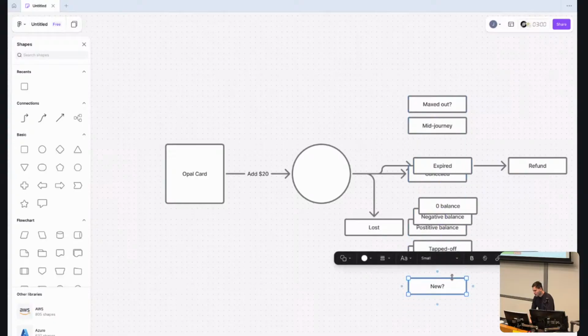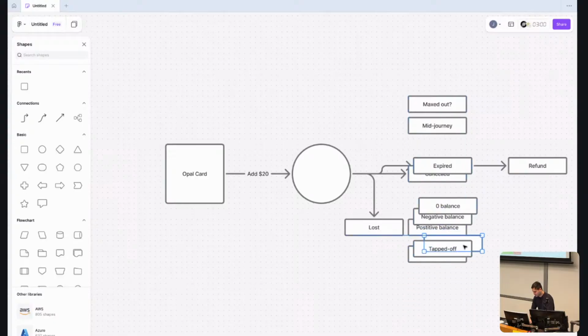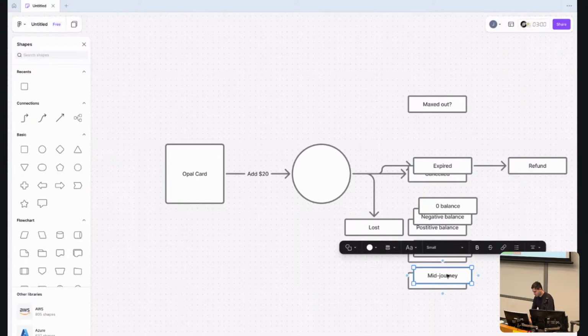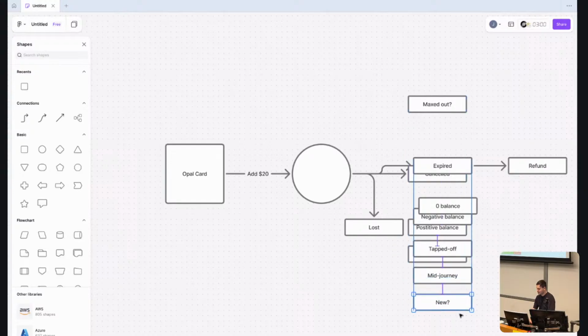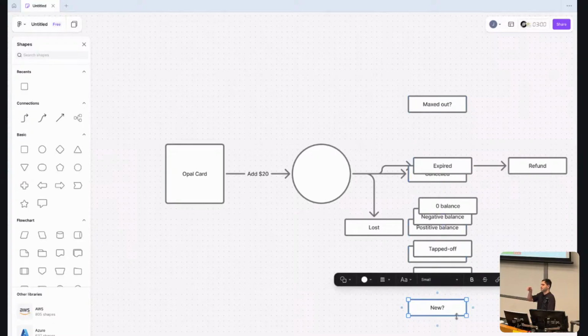If it's new, I probably also won't make a difference. Yeah, I'm not actually sure about that. So maybe new actually would require some extra steps for the user to complete, like the ownership details or something on the machine. Maxed out, I imagine.